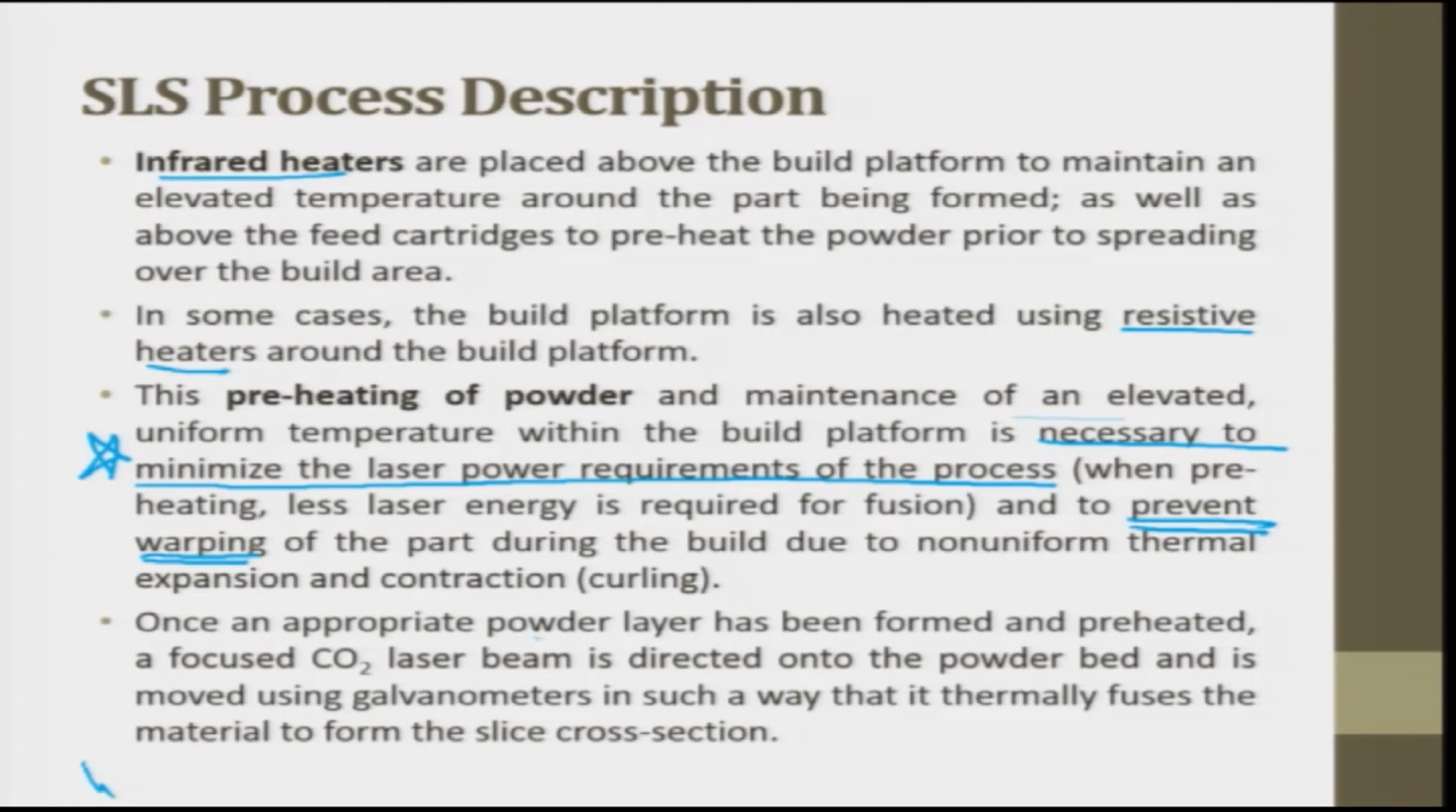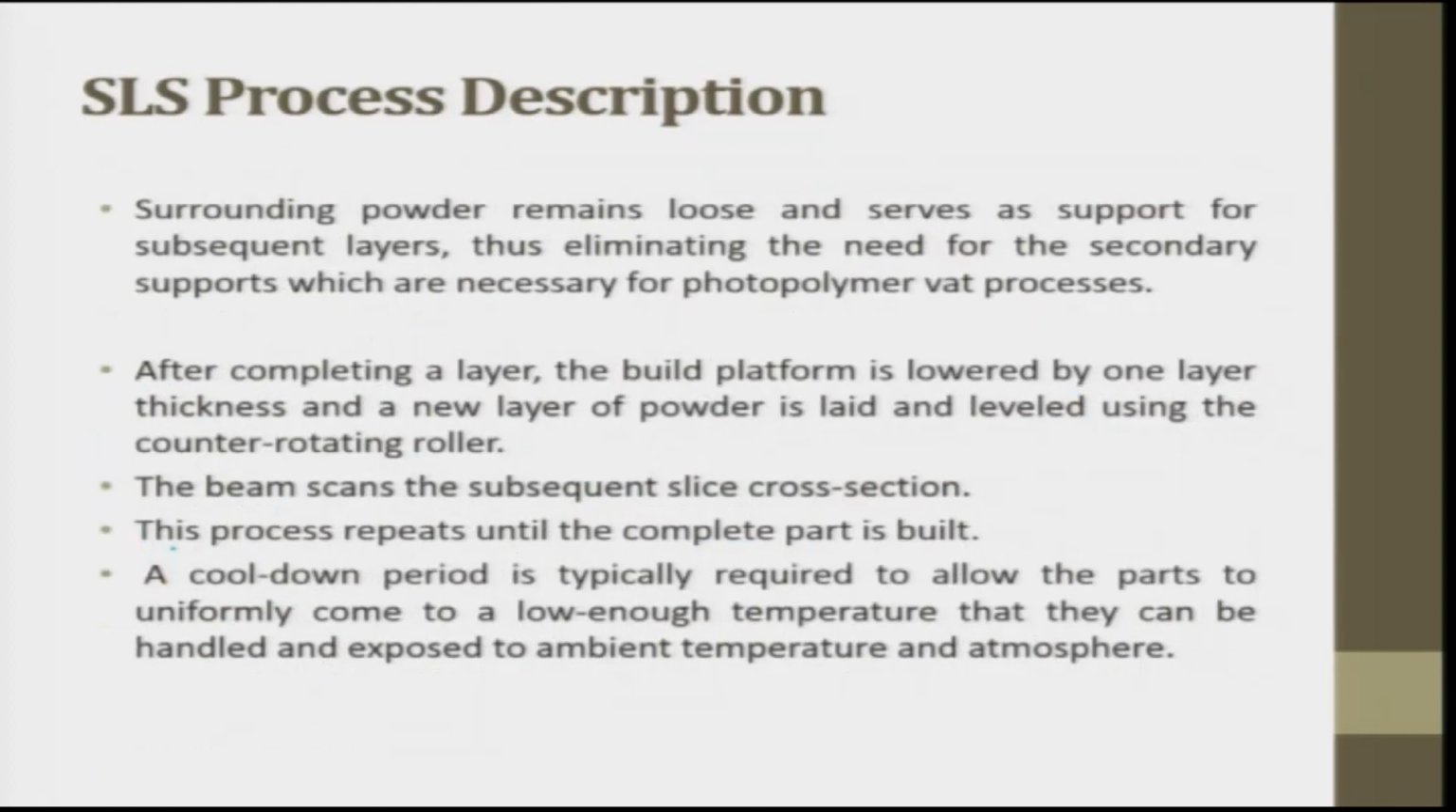Once an appropriate powder layer has been formed and preheated, a focused CO2 laser beam is directed onto the powder bed and is moved using a galvo mirror in such a way that it thermally fuses the material to form a slice cross section. Clear? CO2 laser. So, the first requirement is to reduce the laser power. Then prevent warping, prevent oxidation, and also have this: the surrounding powder remains loose, which is not used, and serves as a support.